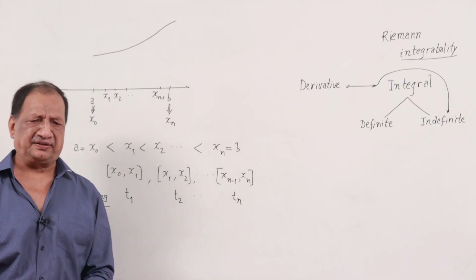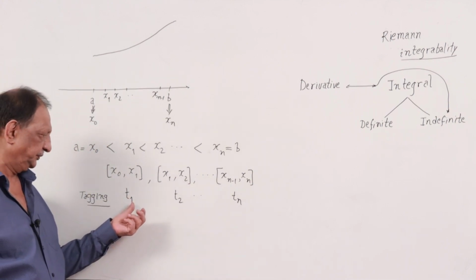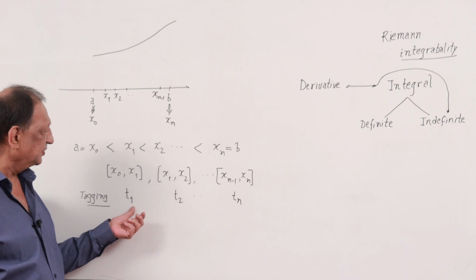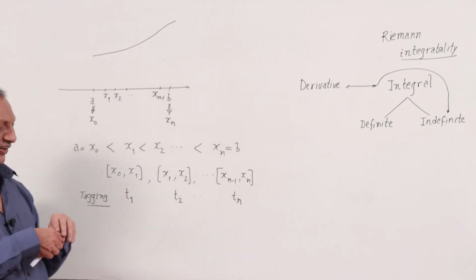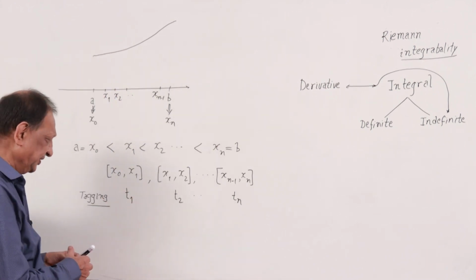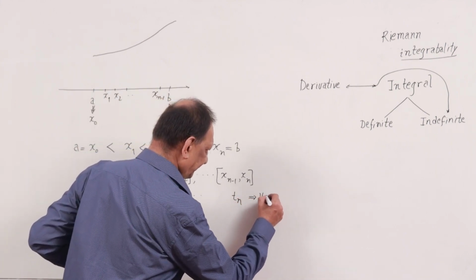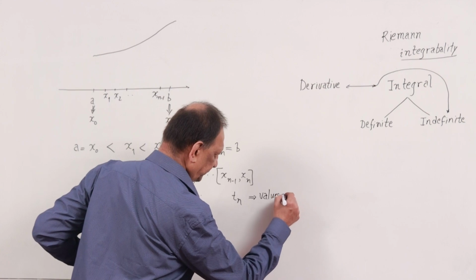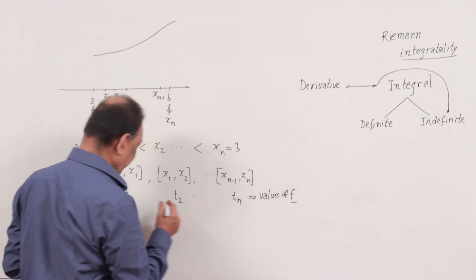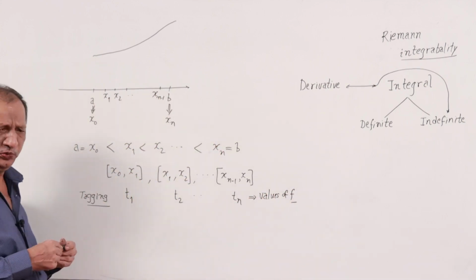Now we can select anything as the tag value. This tag value is a property of the function actually. It is a value of the function. So these are values of f. What value of f you will use for a given interval is up to you.